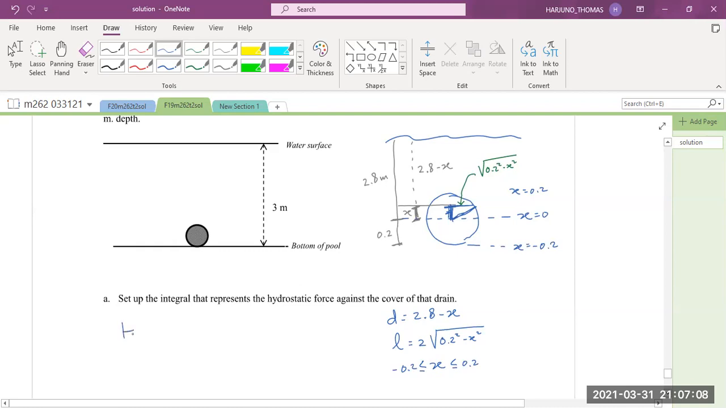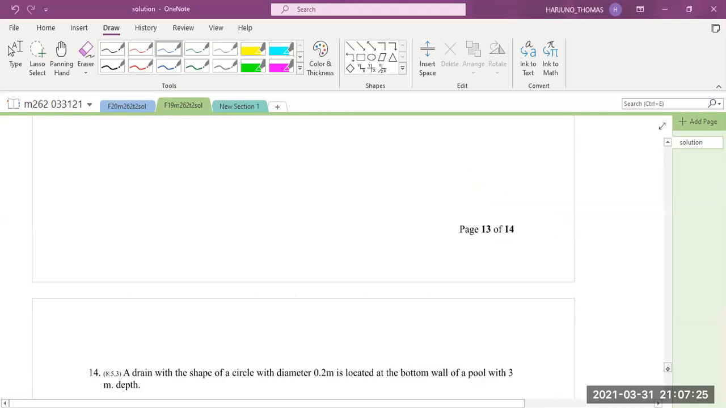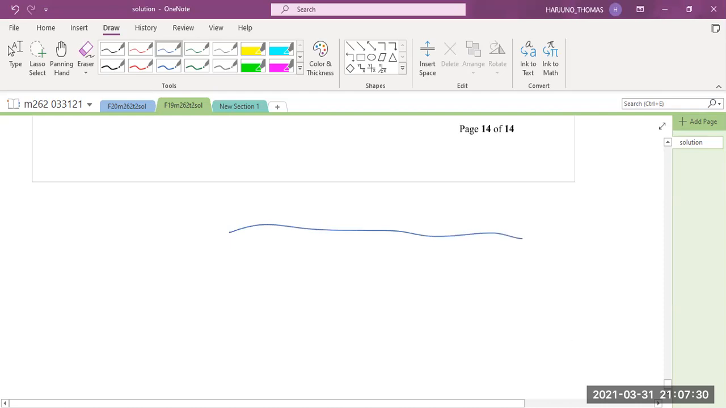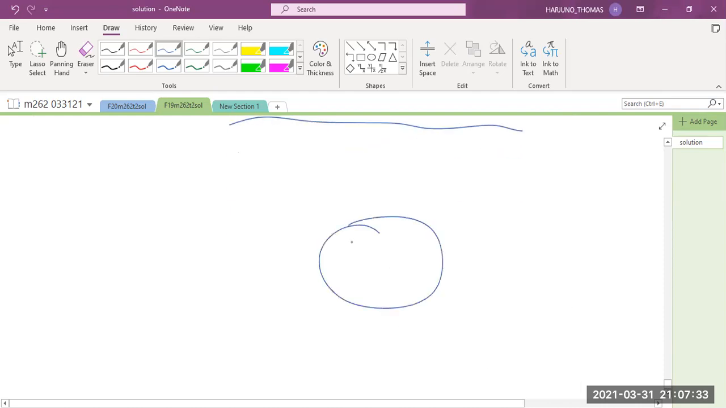So the hydrostatic force will be... my x, I make it go upward, but if you want to make it go downward, that's also okay. Let's see, so another setup. Okay, so this is my x equals 0. And let's say you want your x to go in this direction.